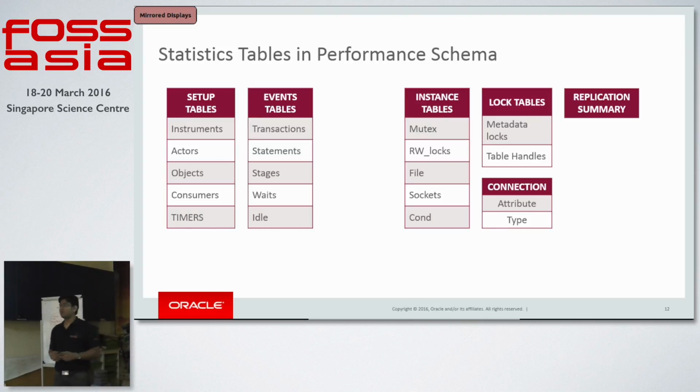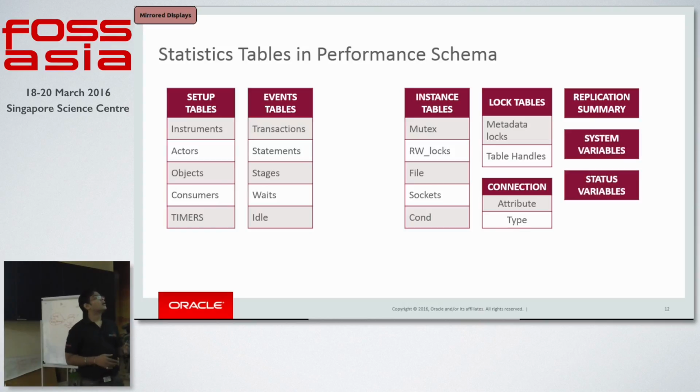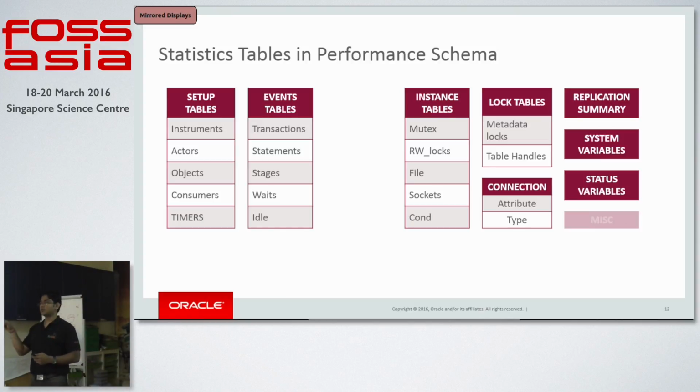And in 5.7 we have introduced replication summary tables as well. Before 5.7, if you wanted to get the replication information, you used the show slave status command. That information is ported into performance schema now. Then we have system variables and status variables as well. Before, we used to do show status and show variables in MySQL; we can get that information from performance schema now. And apart from that, we have many miscellaneous tables as well.